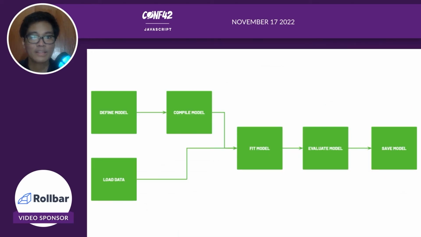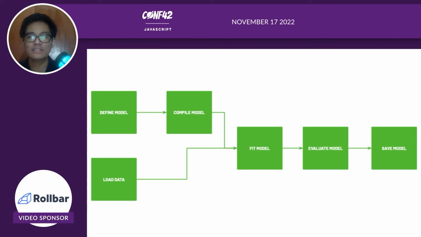In the screen, we can see the different steps when performing machine learning training. So here, we can define the model, we compile the model, load the data, use the data to perform machine learning training. So we fit the model, and then once we have the model, we evaluate it, and we save it somewhere.